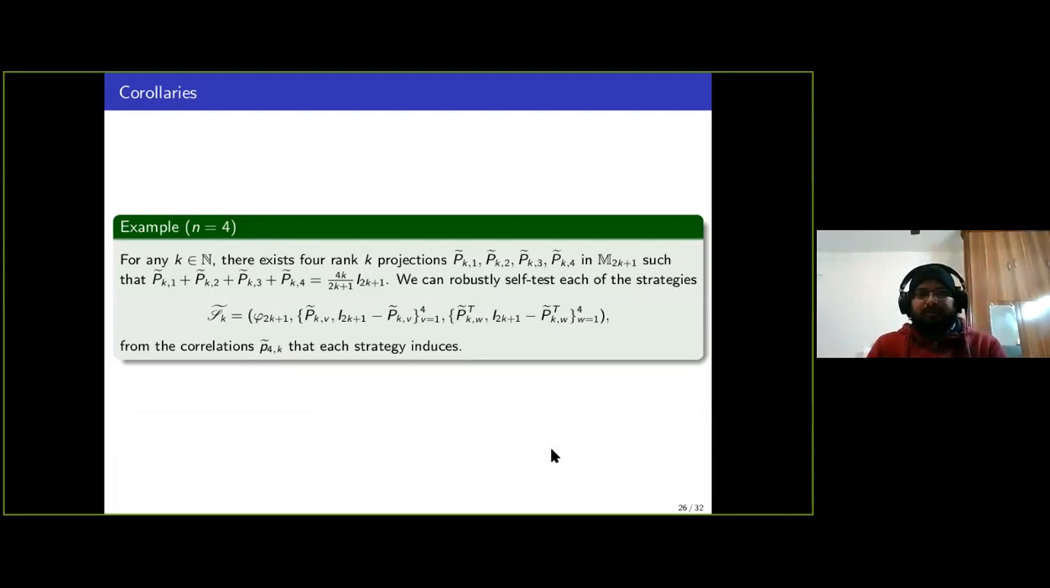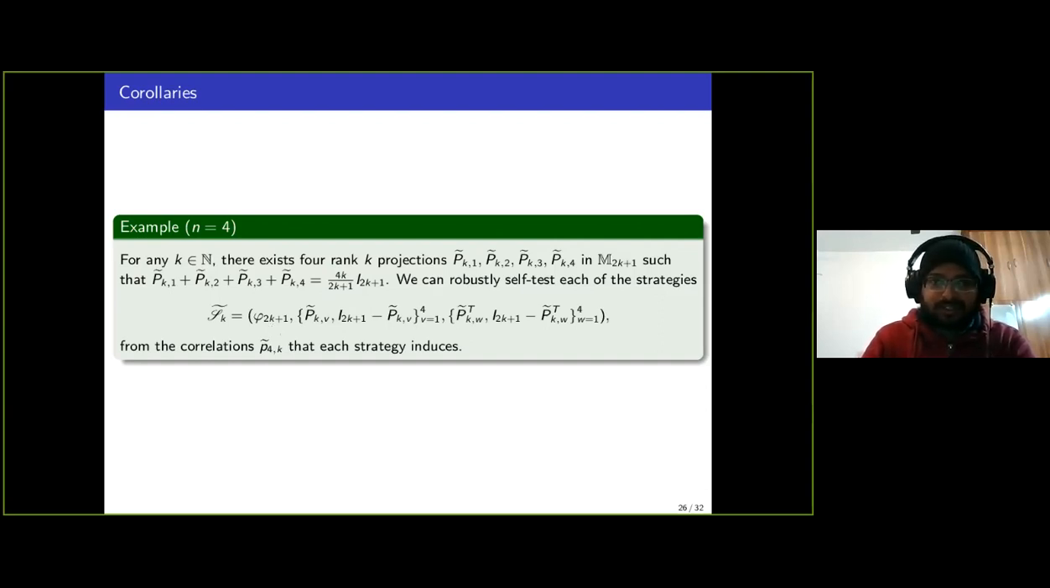Okay, so let's talk about some corollaries that we get from our main theorem. If we look at 4 projections, so we are in the case of n equals 4, then from the Kruglyak-Rabanovich-Samoilenko paper, we know that there exist 4 rank k projections like these, which sum up to these distinct scalars times identity. Therefore, just by an application of our main theorem, we can robustly self-test each of these strategies coming from these 4 projections. The nice thing is that the scalars here have denominator 2k plus 1. So that means we can robustly self-test each of these maximally entangled states in this 2k plus 1 dimension.